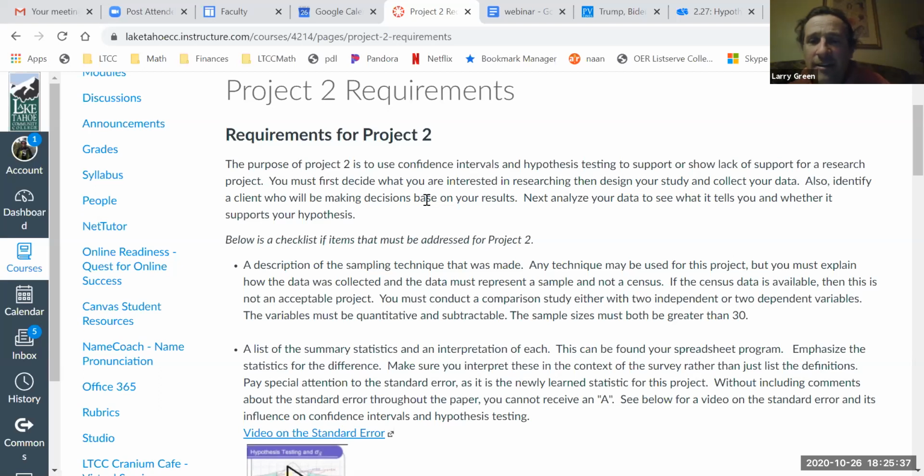Just like what you did though in project 1, you need to find a client. Okay, someone, and it could be fictitious, someone who'd be interested in what you're doing. Otherwise, if it's not interesting, don't do it. Any questions on that idea?